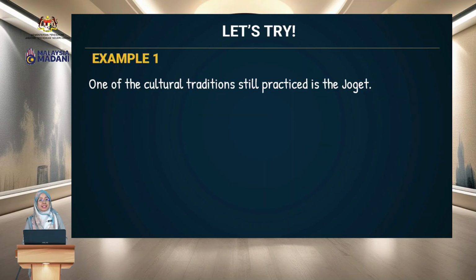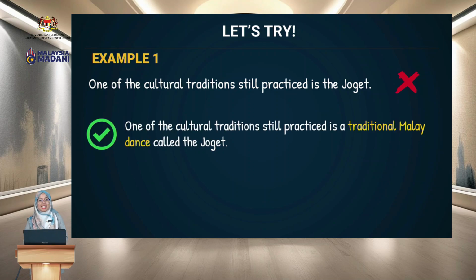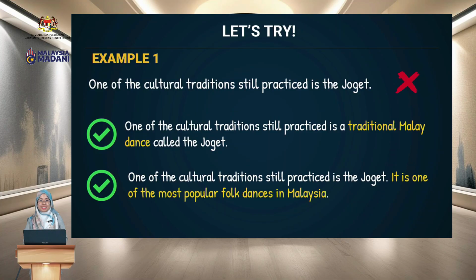Now let's try this exercise. One of the cultural traditions still practiced is the joget. This is wrong. So how can you improve this and make it right? Yes, you can do it. It is a dance. Joget is a dance. You add the word dance here. One of the cultural traditions still practiced is a traditional Malay dance called the joget. Or one of the cultural traditions still practiced is the joget. It is one of the most popular folk dances in Malaysia. Now, do you understand? Very good.